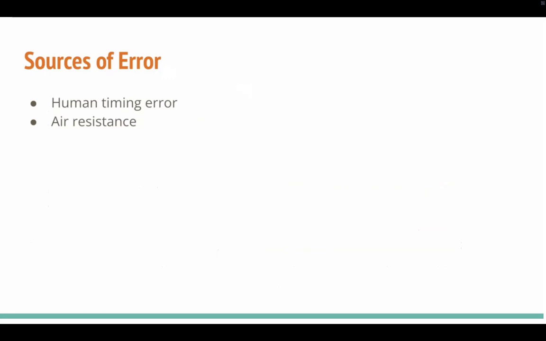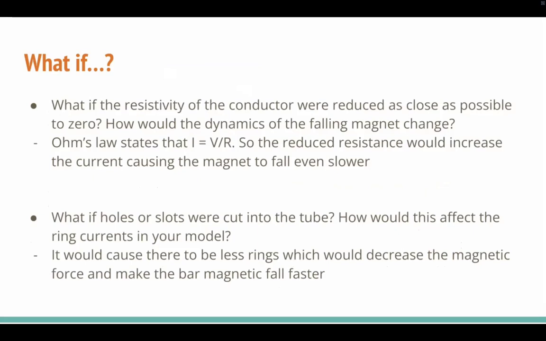along with calculations. What if the resistivity of the conductor were reduced to as close as possible to zero? How would the dynamics of the falling magnet change? The reduced resistance would increase the current, causing the magnet to fall even slower. And this is shown in Ohm's law, which is I is equal to V over R.